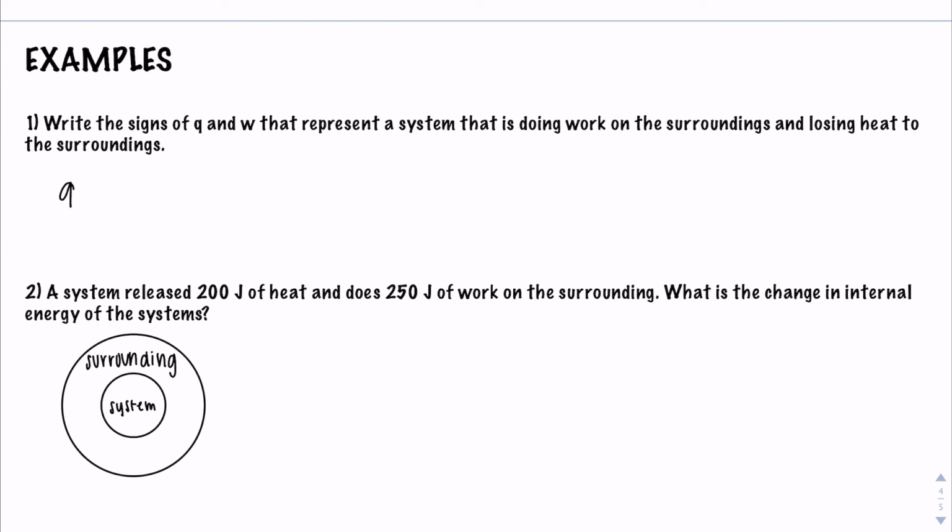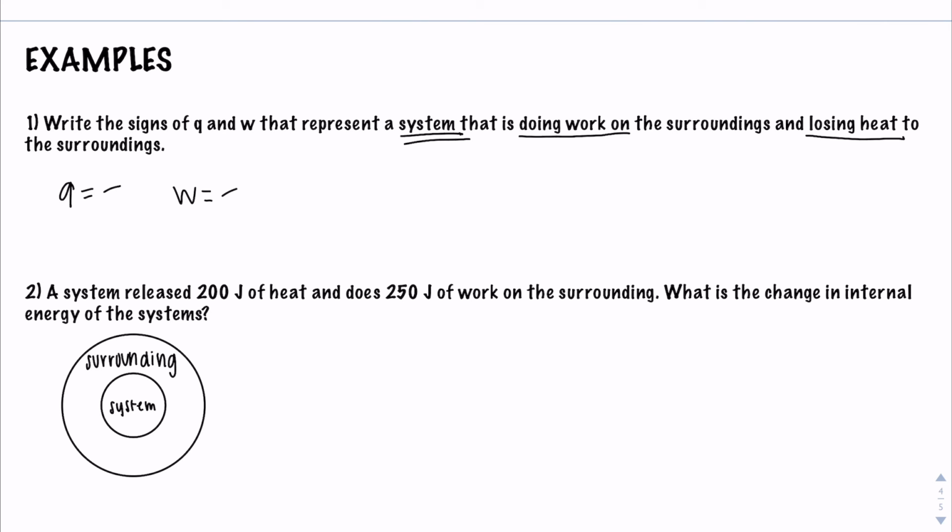we know that the system is losing heat to the surroundings, so this is a negative flow of energy. For work, we know that the system is doing work on the surroundings, so this is also a negative flow of energy. Number 2, a system released 200 joules of heat and does 250 joules of work on the surroundings.